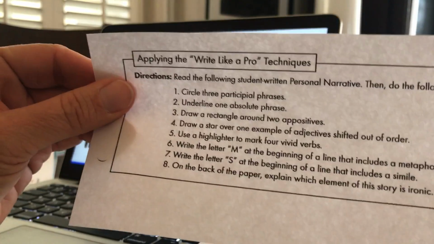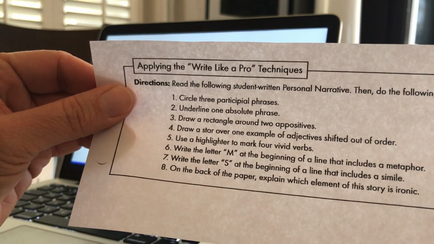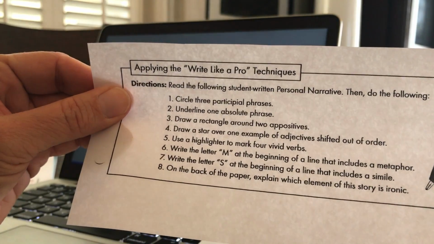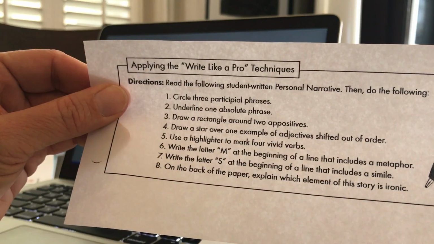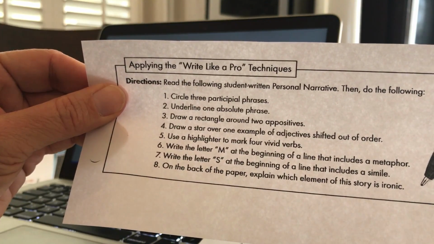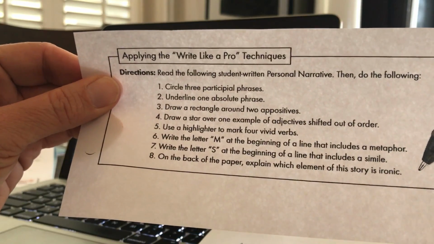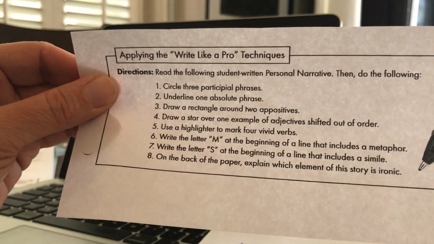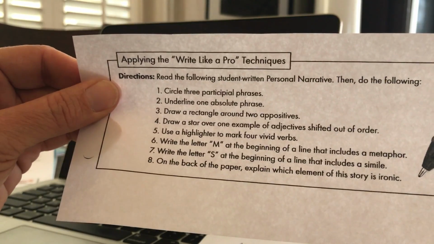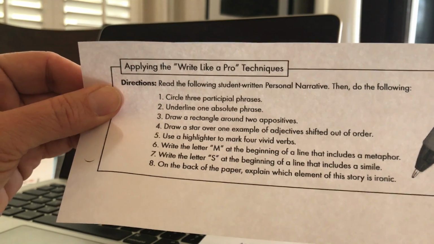Does that work? Okay. So what you're going to do is you're going to go through the heist and you are going to actually circle the participial phrases. You're going to underline one absolute phrase, draw a rectangle around 2 appositives, draw a star over the adjectives that are shifted out of order, use a highlighter to mark vivid verbs, write M at the beginning of a line that includes a metaphor, S for a simile, and on the back of the paper explain which element of this story is ironic. So I'll snap you a picture of this too so you don't have to stare at the video, but there it is.